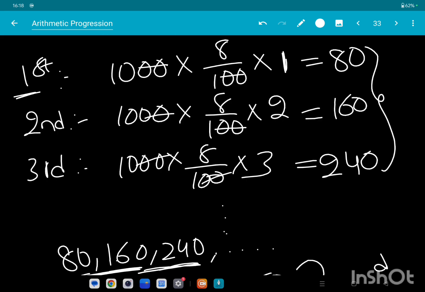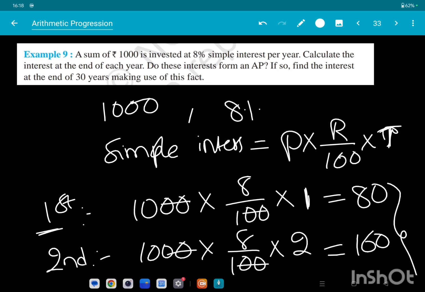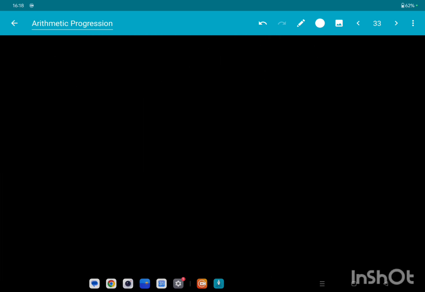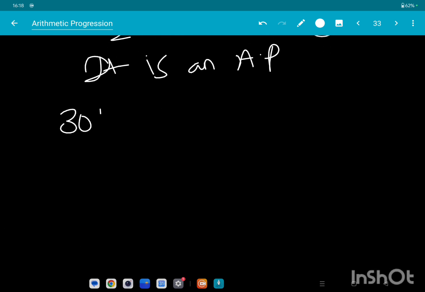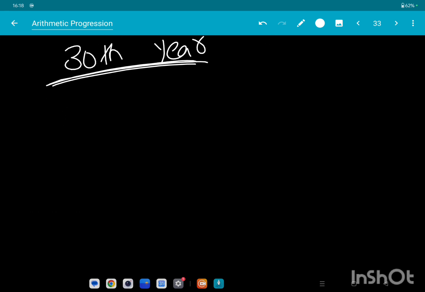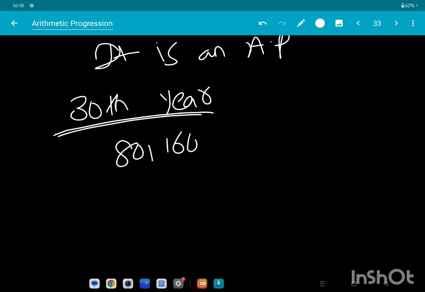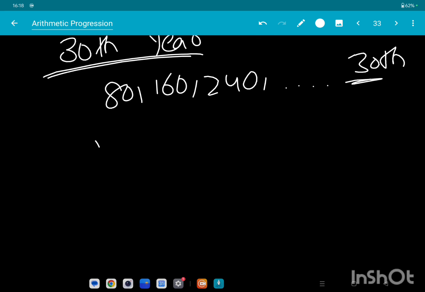Now in the question it was asked that if so, find the interest at the end of 30 years making use of this fact. So we need to find the interest after 30 years. How can we find that? We will find it by using the nth term formula, as we already know. What is the interest at the 30th year? So let's say An, the nth term, right? In this AP 80, 160, 240 and so on, we need to find the 30th term.